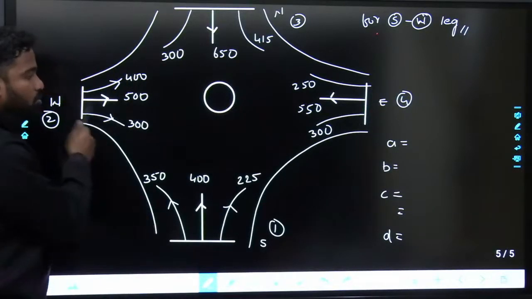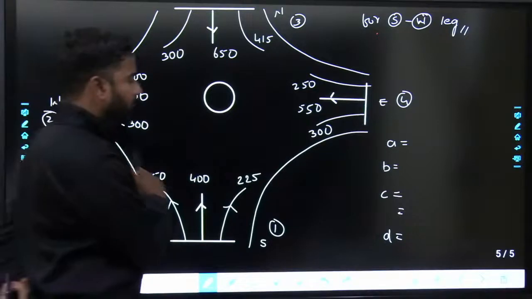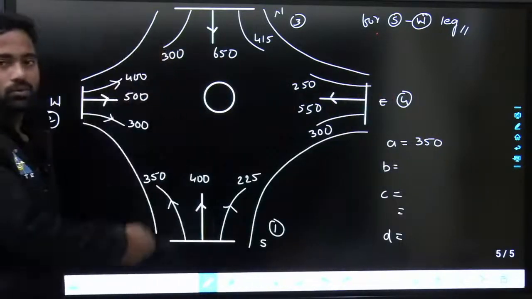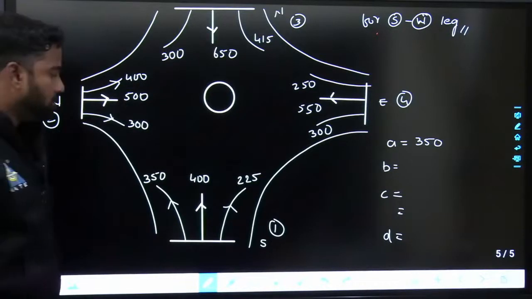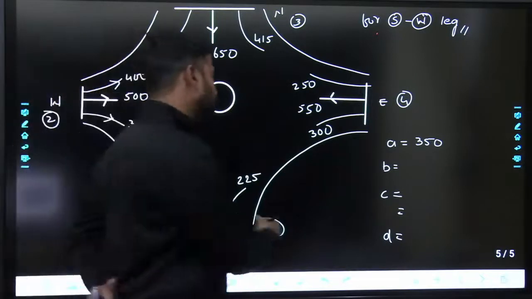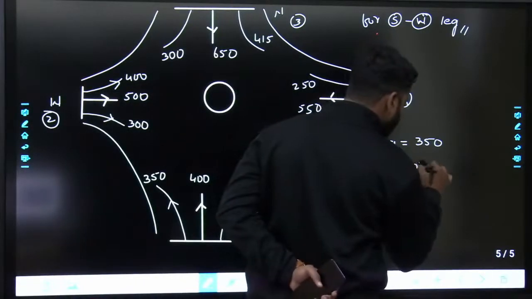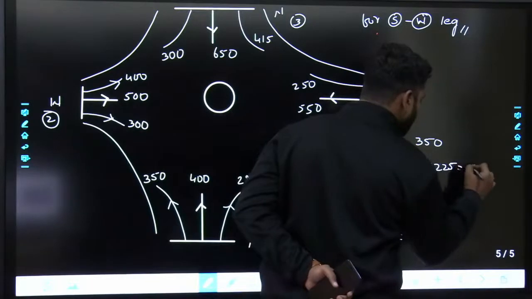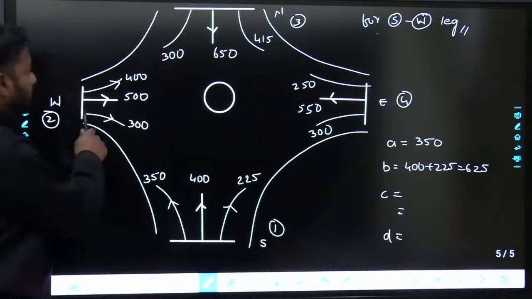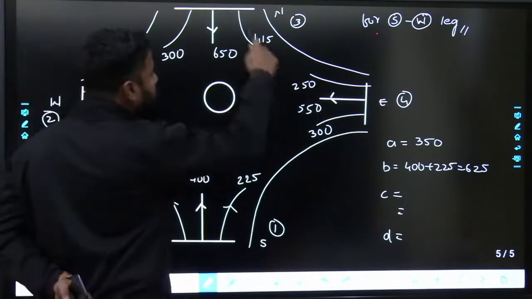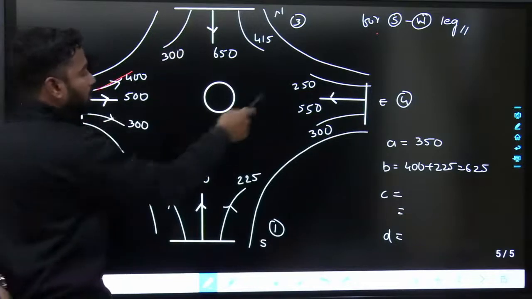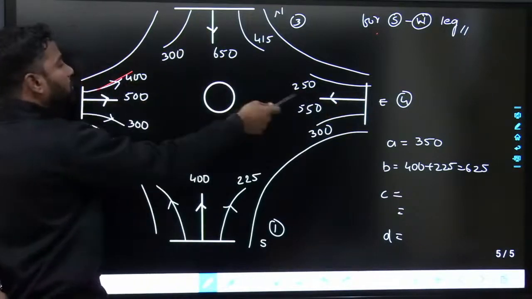So from 1 to 2, A equals V12, that is 350, entering from 1 leaving through 2. B would be entering from 1 leaving through 3, and entering from 1 leaving through 4, that is 400 plus 225, that equals 625. Next one is V32 plus V42: entering from 3 leaving through 2, that is 300, and entering from 4 leaving through 2, that equals 550.